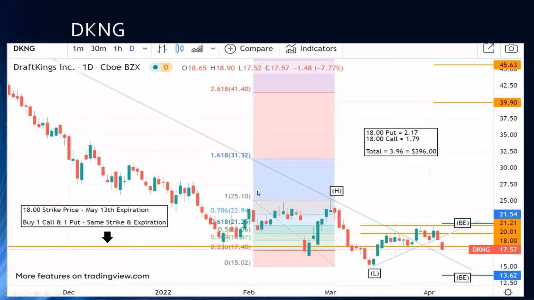Now we added a little Fibonacci here. And for those of you that don't know, Fibonacci is a mathematical ratio where you have different ratios to find different support and resistance targets, as well as projected targets to the upside and downside as extensions as well.